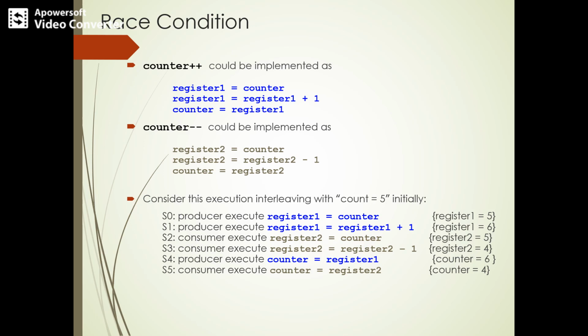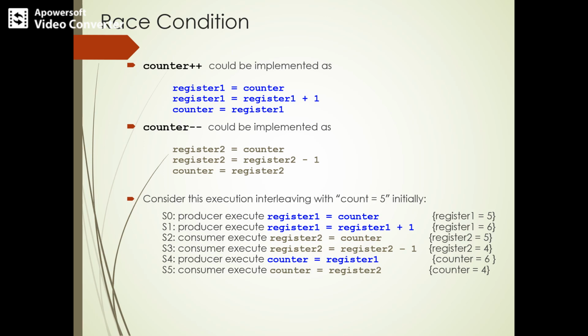In the S4 statement, the producer executes counter = register 1. So what will be this value? Counter will be set to the updated value of register 1, which is 6. So you'll get counter equal to 6. And S5 is the consumer executing counter = register 2. What is there in register 2 is 4, so the counter will be 4. So these two values are incorrect.